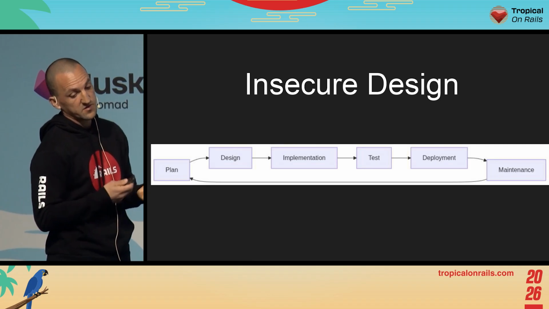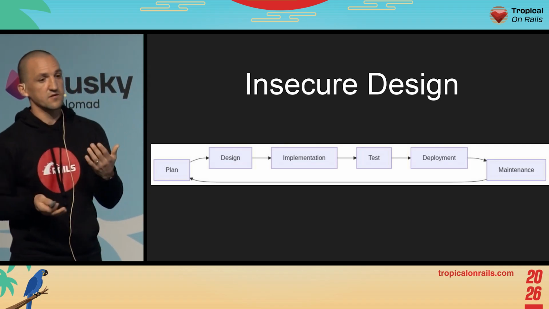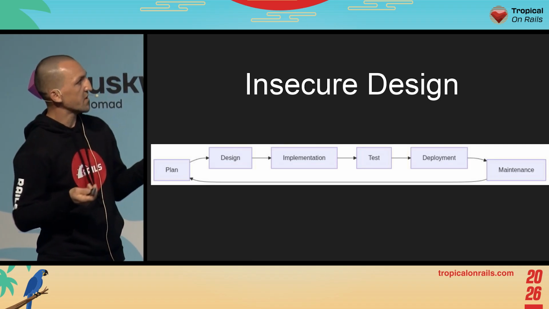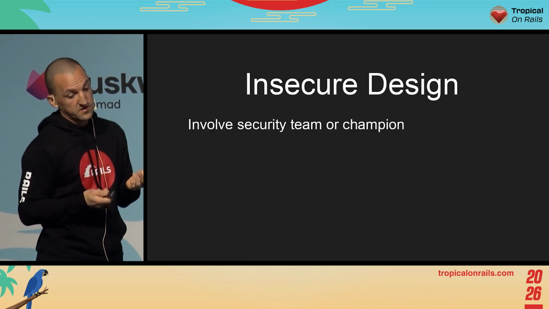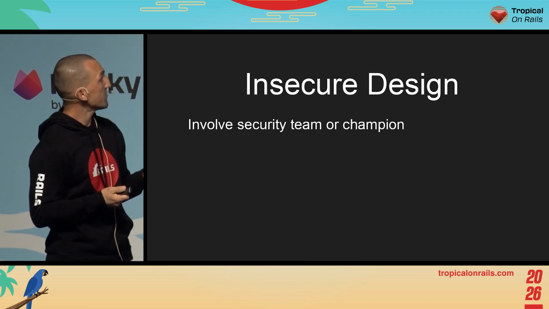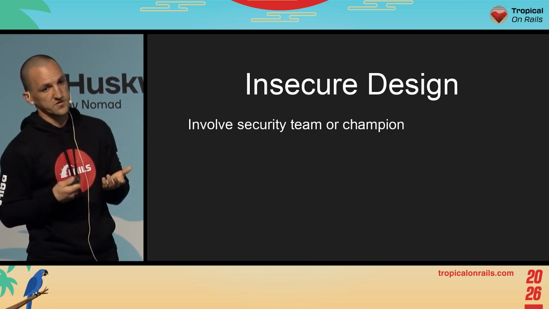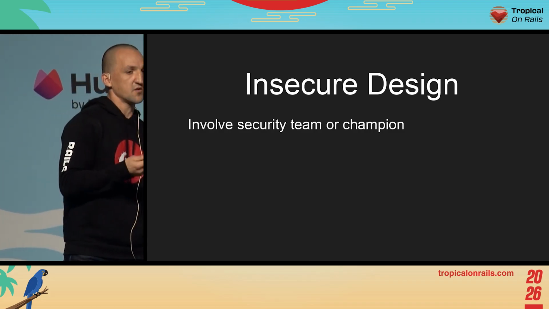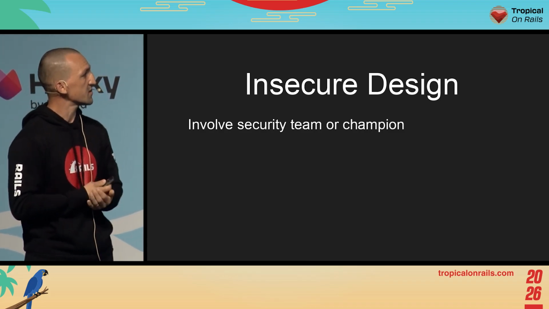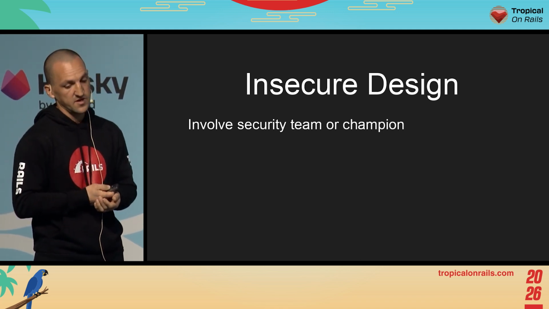So for instance, during the planning phase, you should think about the security aspects of the feature. What do I need to pay attention to? And then during the next phase, you should involve your security team or champion during the design to make sure they chip in, because they might have better ideas than you on how to implement the security requirements of the feature.